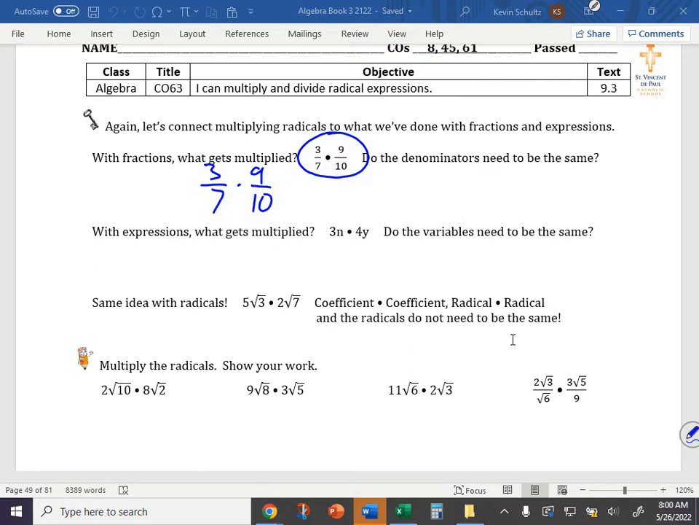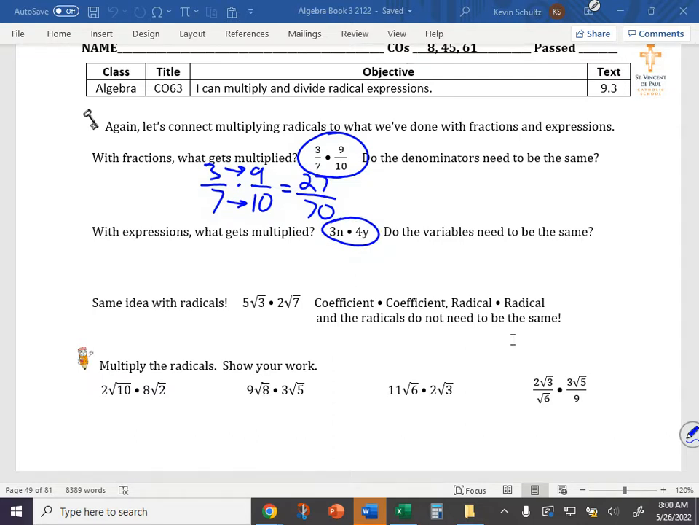Right. The numerators are multiplied, the denominators are multiplied, and we would get 27/70ths, which then, of course, if you can, you would simplify. Never mind. You can't simplify that. I thought 3 went into 70 for a second there, but it's not. Okay? The idea is the same for multiplying variable expressions.